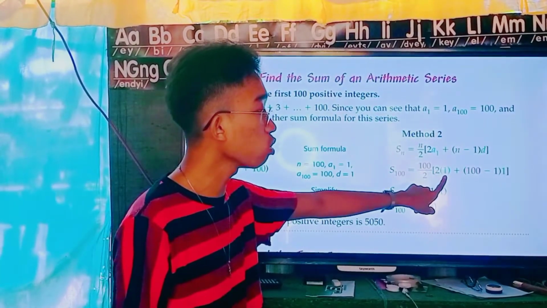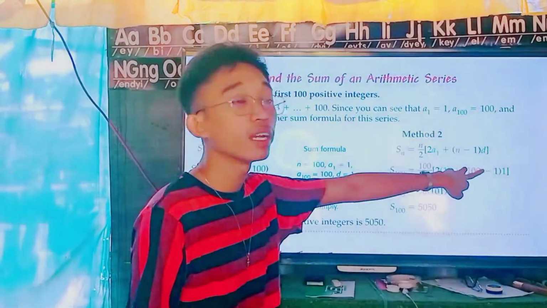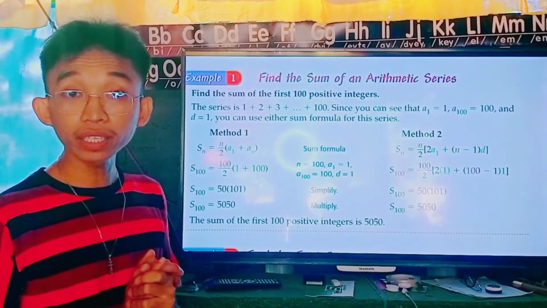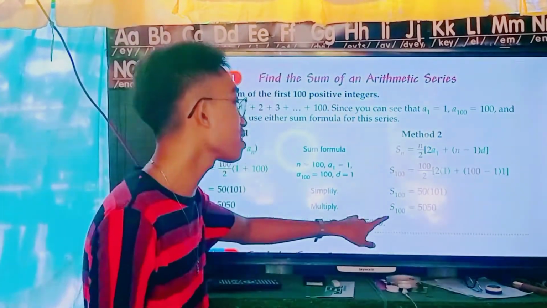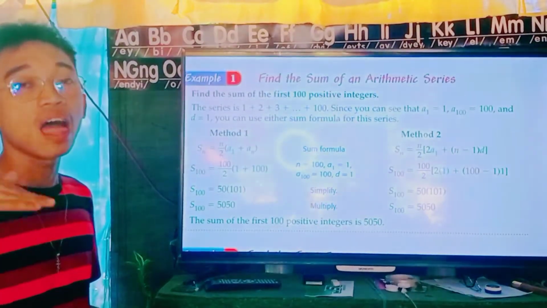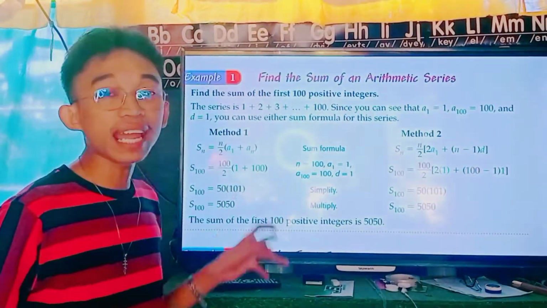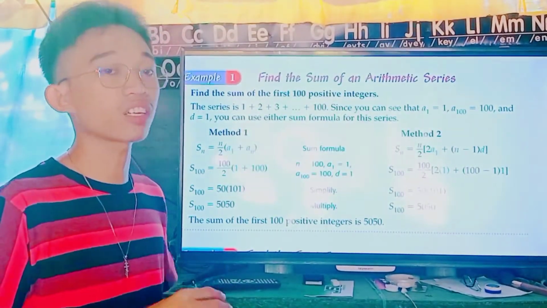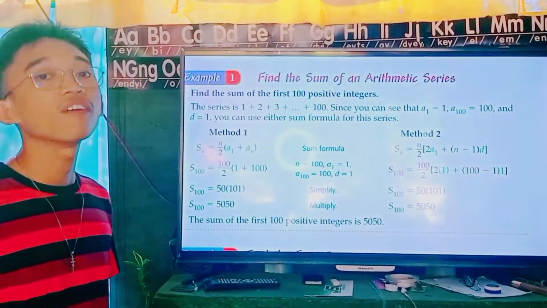2 times 1, that is 2. Plus 100 minus 1 is equal to 99. 99 times 1, that is 99. So 99 plus 2, that is 101. So your answer, your S sub 100, is equal to 5050. So whatever formula you are going to use to get the arithmetic series, they have the same answer as long as you have calculated it correctly. So the sum of the first 100 positive integers is 5050.